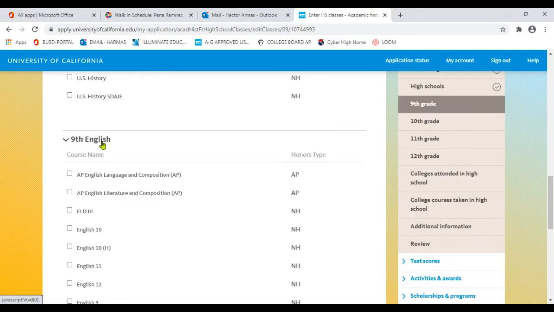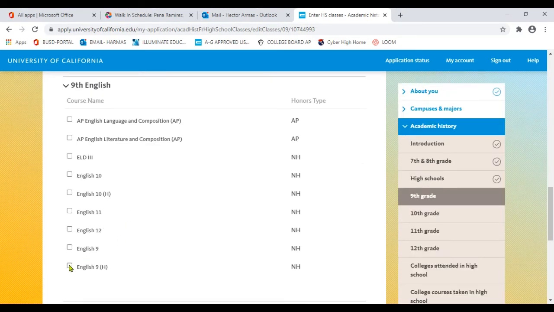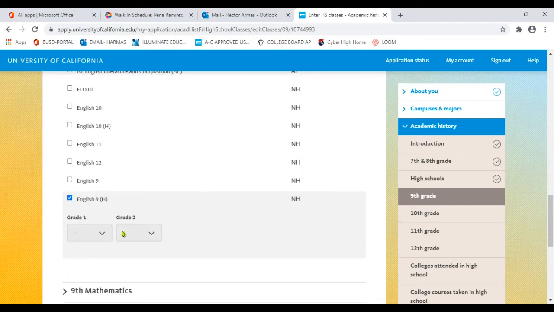In English, I took English 9 honors. So I'm going to put English 9 honors. And then it's going to ask me, what grade did you get for the first semester? So grade 1, I got an A. And grade 2, I got an A minus. But if you notice, there's no A minuses here. So you just put an A because the UC schools don't want you to populate pluses or minuses. We're just going to put it as A, A.